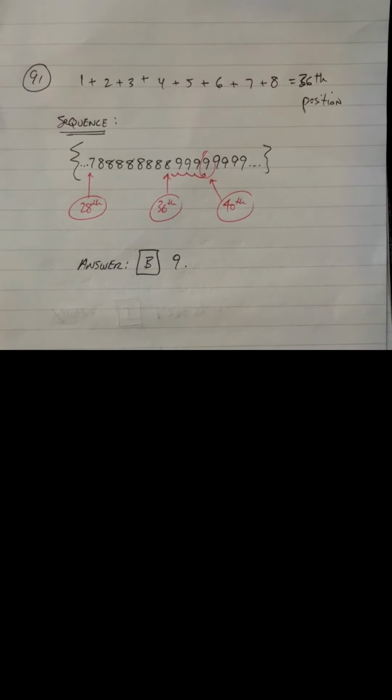Question 91. For this sequence, each number is repeated the number of times of its value. So adding what is called the triangular sequence, 1 plus 2 plus 3 all the way up to 8, we see that that would be 36 positions. Here I've written the sequence in sets, with the last 7 being the 28th, and then the 8s repeating, and then the 9s. And we can see that since the last 8 is the 36th position, the 40th position will be a 9. The correct answer is B, 9.